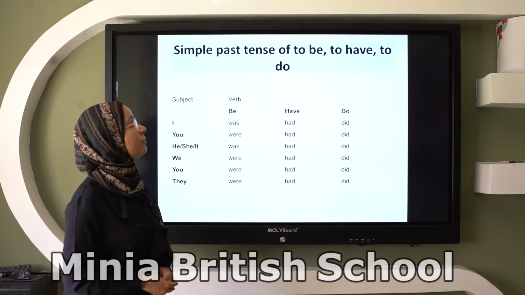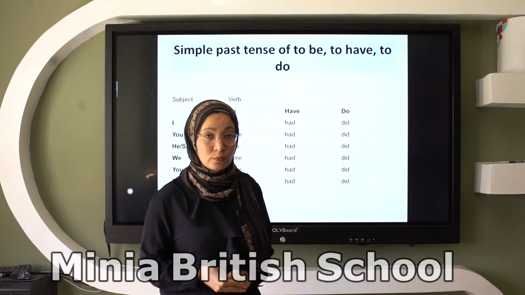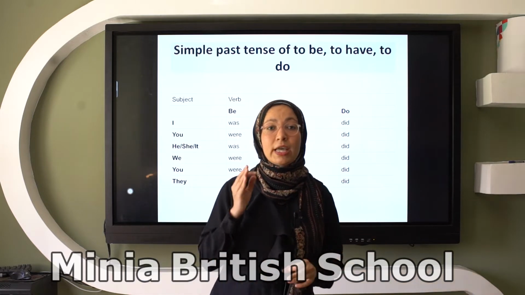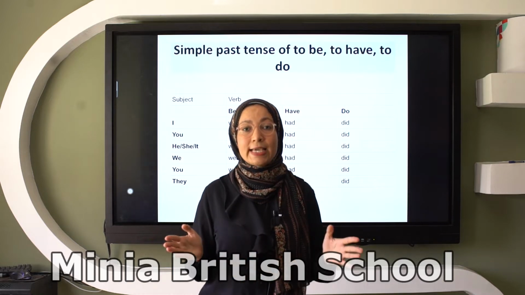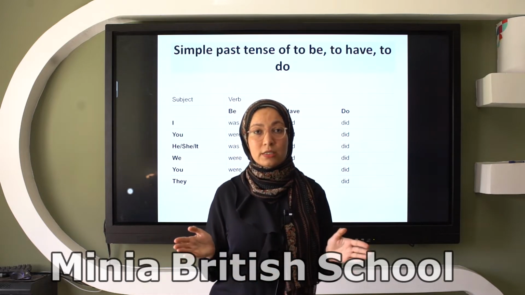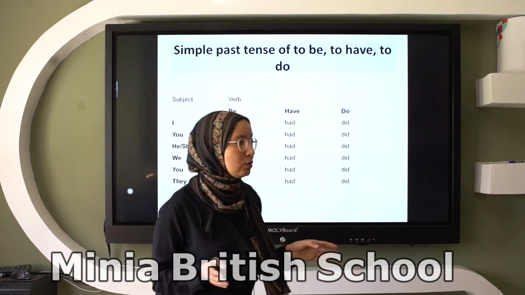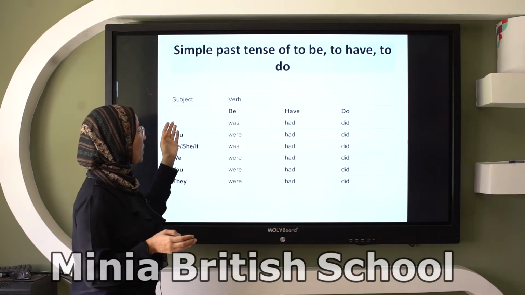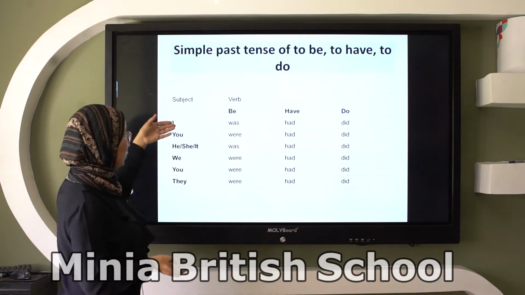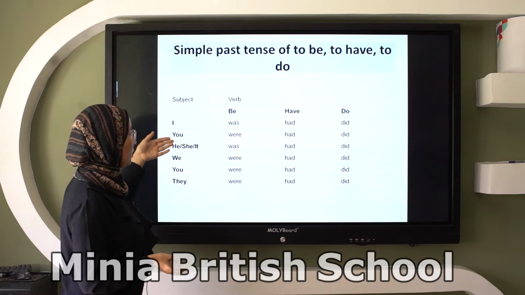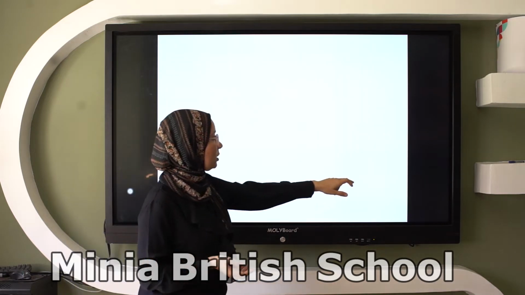Now, past simple of verb to be, verb to have, verb to do. Actually, these three verbs have different cases with their form in the simple past. As you see here, we have verb to be, verb to have, and verb to do, with all pronouns here: I, you, he, she, it, we, you, they.